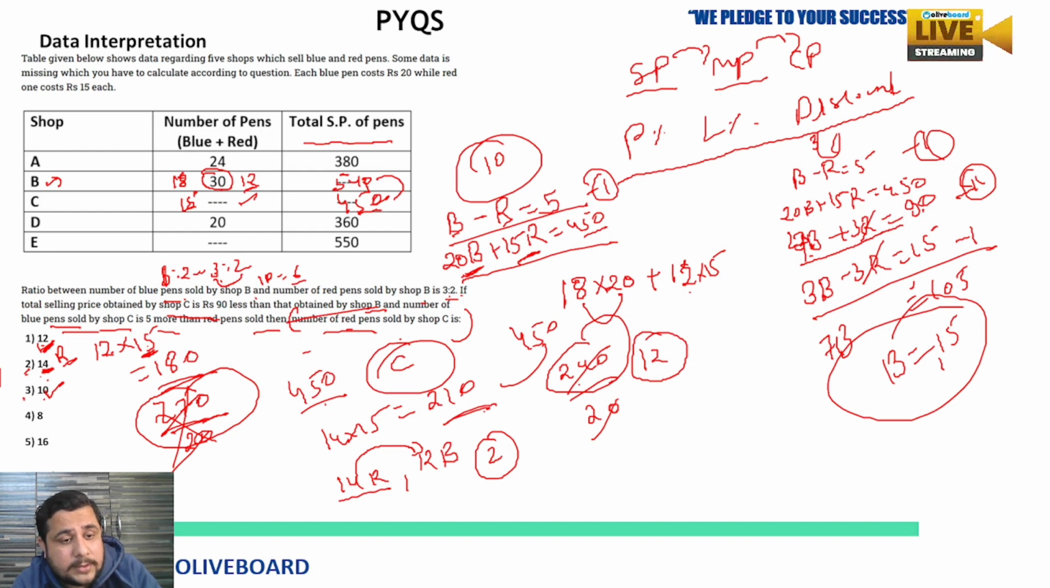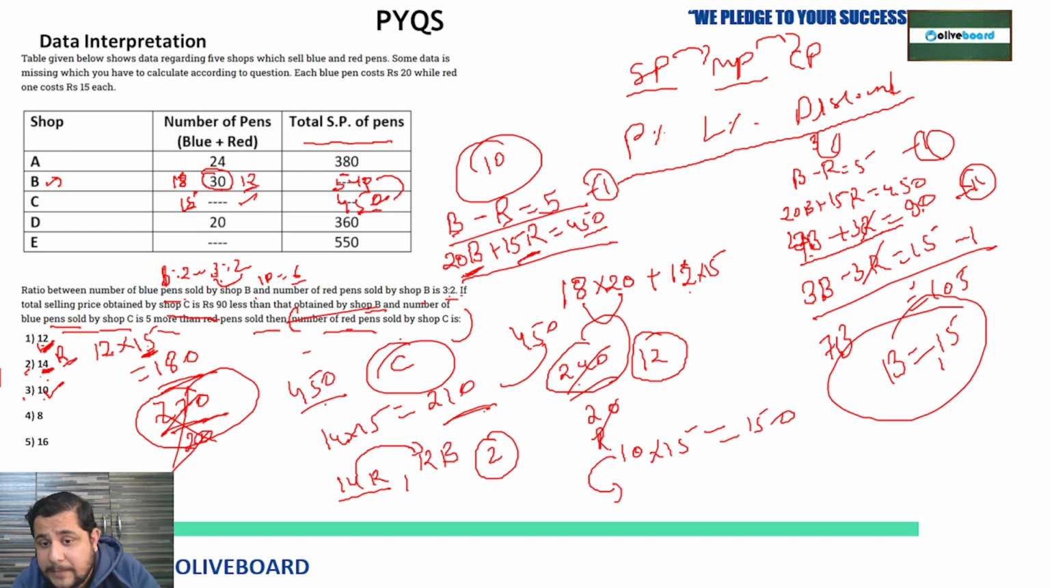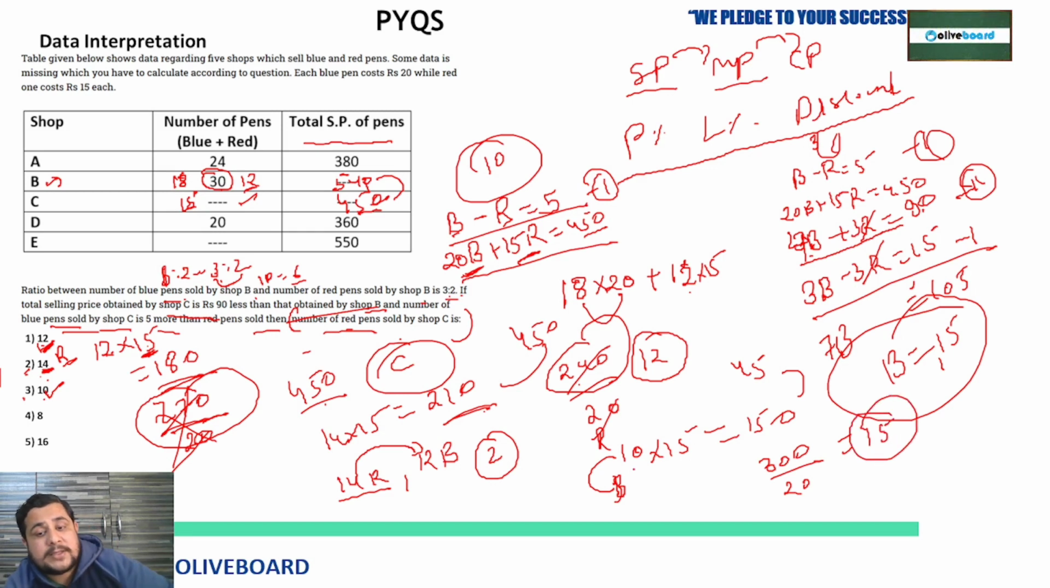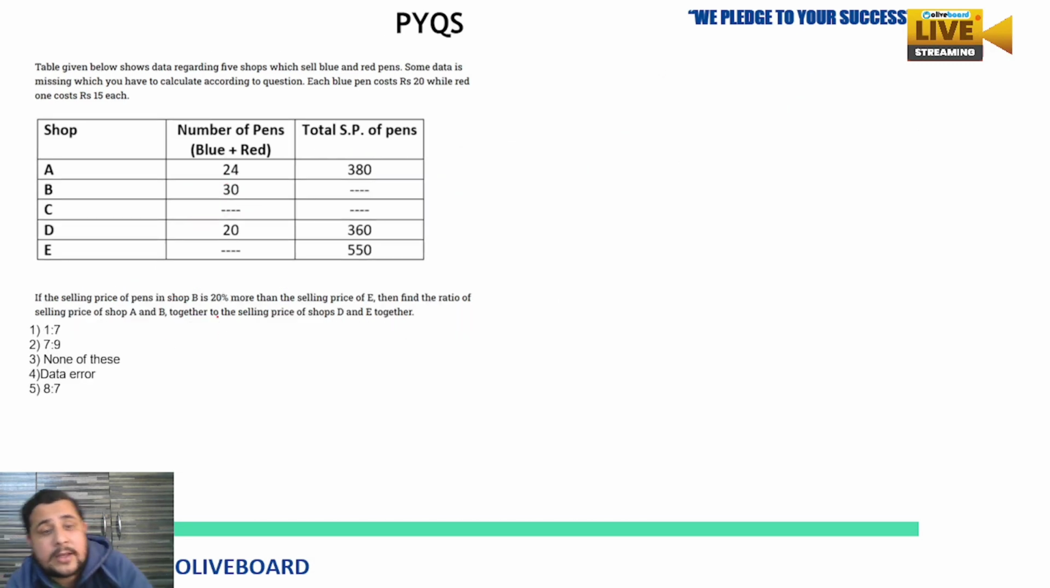Option third, 10. So if 10 red pens are there, the pricing of 10 red pens will be 10 into 15, 150. I'm telling you both the approaches so that you can apply them. Now this is for red pens. Blue pen would be what? 450 is the total, so 300 remaining, and each blue pen costs 20 rupees. So 15 blue pens will be there and 10 red pens, and their difference is 5. Yes, it is the answer. So like that you can also do it by option.